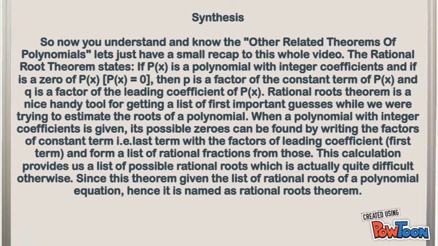Its possible zeros can be found by writing the factors of the constant term, the last term, with the factors of the leading coefficient, or first term, and forming a list of rational fractions from those. This calculation provides us a list of possible rational roots, which is actually quite difficult otherwise. Since this theorem gives the list of rational roots of a polynomial equation, it is named the rational roots theorem.